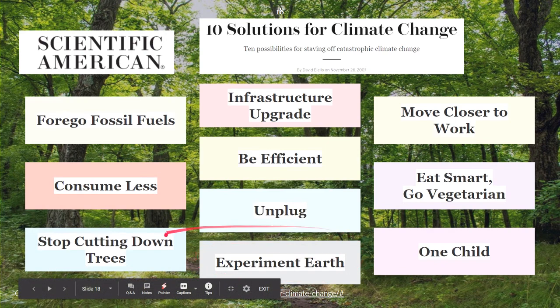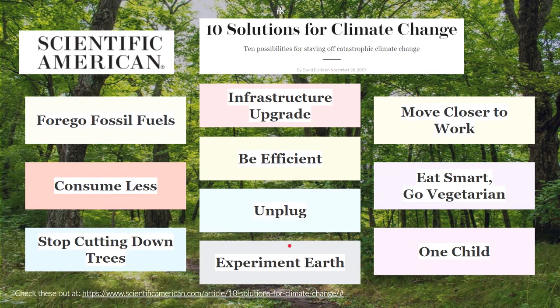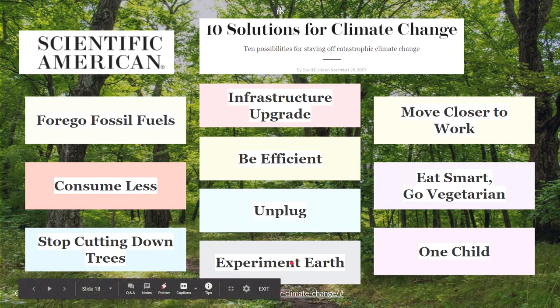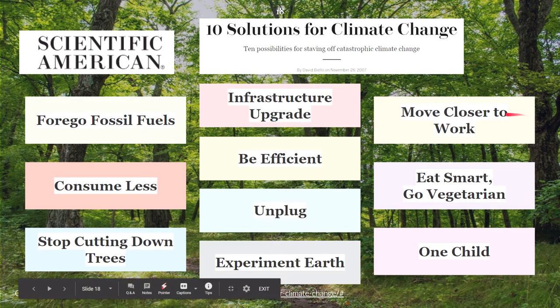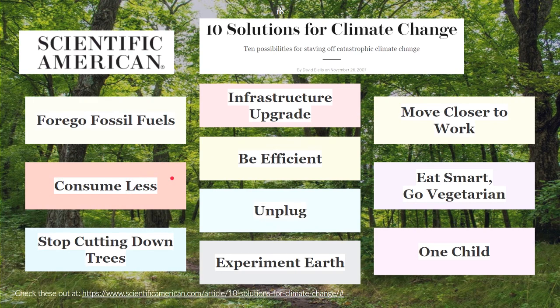Experiment Earth. That's using scientific experiments, or finding scientific procedures that could alleviate the effects of climate change, and that could help us battle it and triumph over the crisis of climate change. And one child policy. Having one child less, or sometimes just having one child, could greatly impact the future, because if fewer people are being born, then fewer people are consuming fossil fuels and gas, so that could significantly have a better effect for our climate.